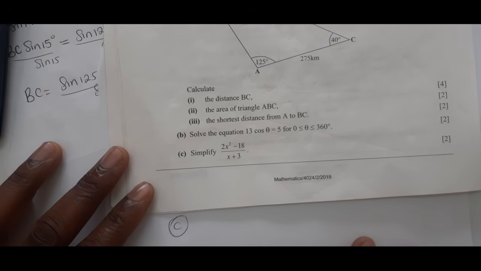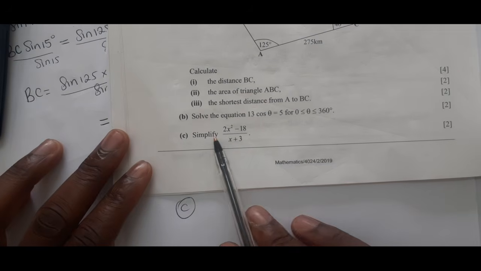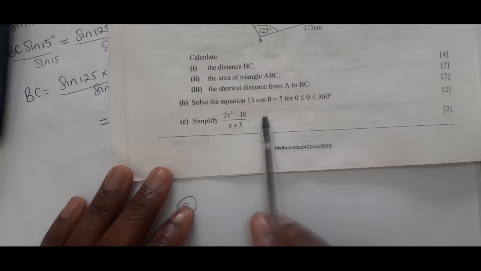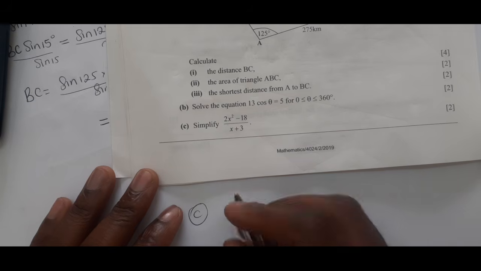So now, this is the question that we are considering on C. It's from algebra. We need to simplify. So how do we simplify this? We need to factorize. We need to factorize this one here, the numerator part. How do we factorize it?